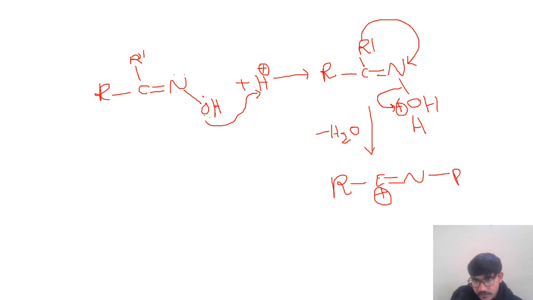And as you can see here, the R dash group, which I previously mentioned is anti to the OH, is transferred onto this nitrogen. And now the water molecule removed here is again going to attack this carbocation, because water can act as a Lewis base. It will donate the electrons to this carbocation, and it will form a compound like this.